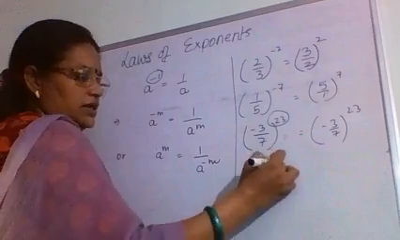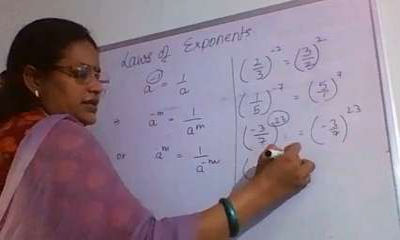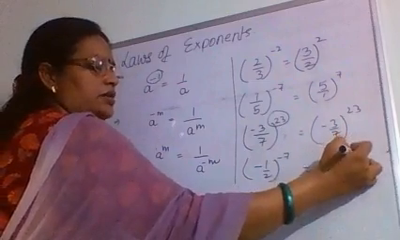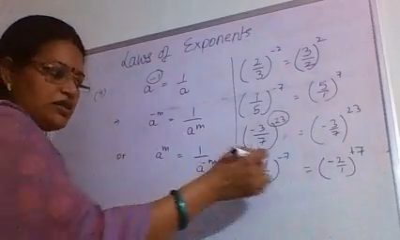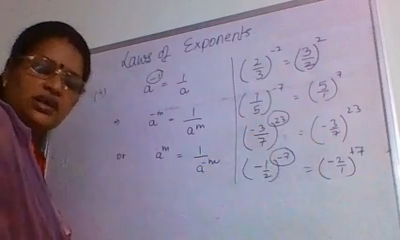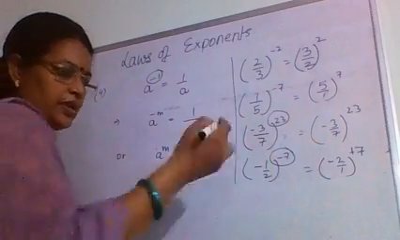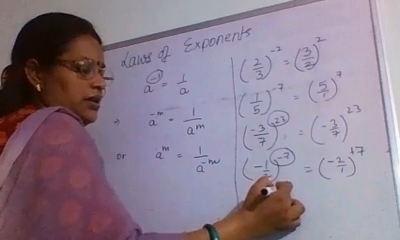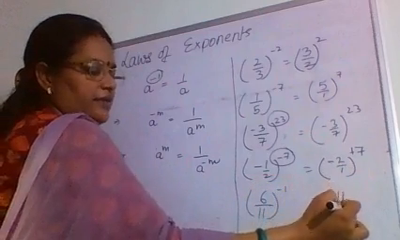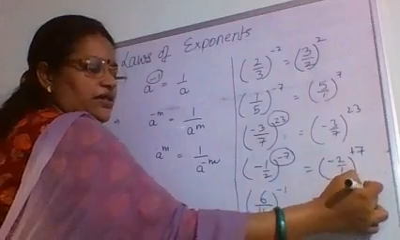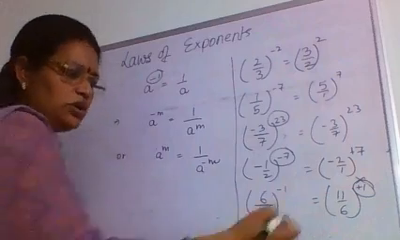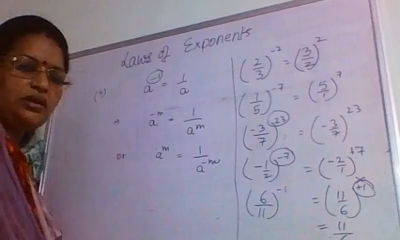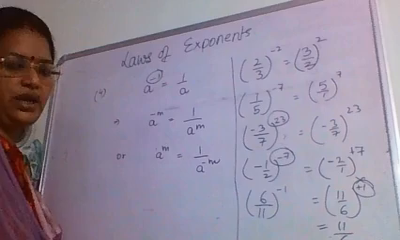Minus 1 by 2 raised to power minus 7 is minus 2 by 1 raised to power plus 7, because the power is negative, that's why the base is reciprocated. 6 by 11 raised to power minus 1 can be written as 11 by 6 raised to power plus 1. No need to write plus 1, so you can simply write 11 by 6. So this is about the negative exponent.